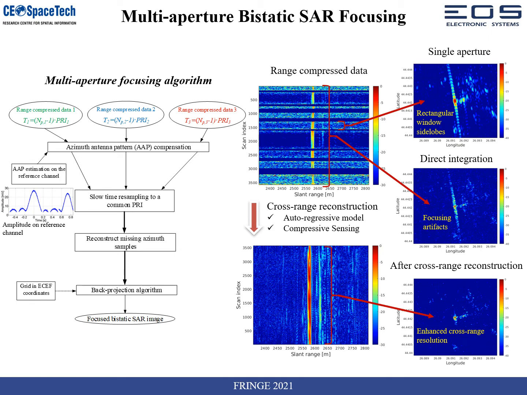The bistatic azimuth signal after range compression consists of complex exponentials with slowly varying frequency. The azimuth antenna pattern that modulates the reflected signals can be compensated using the reference channel signal. A direct integration of multi-burst data with gaps would lead to focusing artifacts. Therefore, we use an autoregressive model or a compressive sensing-based method to fill the gaps between the apertures before the azimuth focusing. This approach leads to an enhanced cross-range resolution.